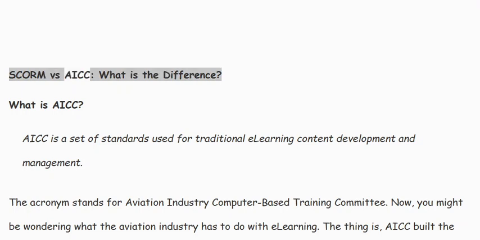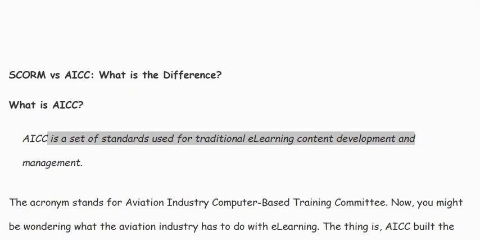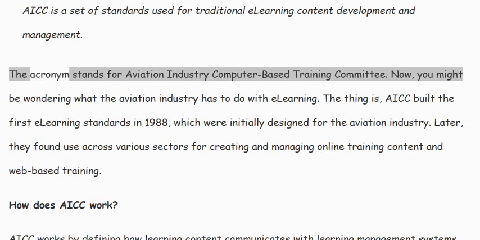SCORM versus AICC. What is the difference? What is AICC? AICC is a set of standards used for traditional e-learning content development and management. The acronym stands for Aviation Industry Computer-Based Training Committee.